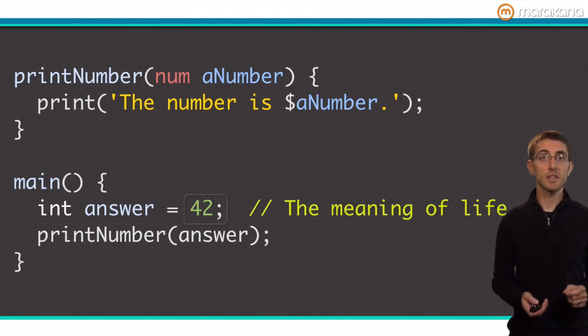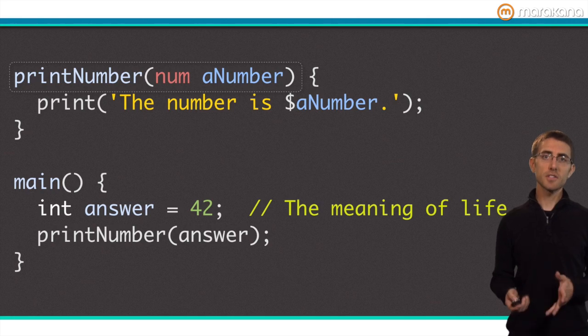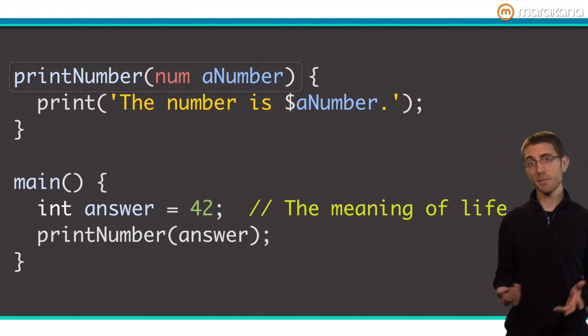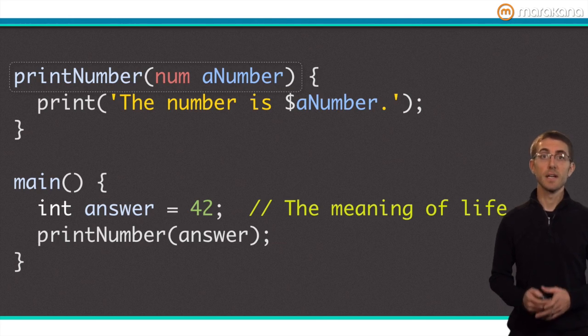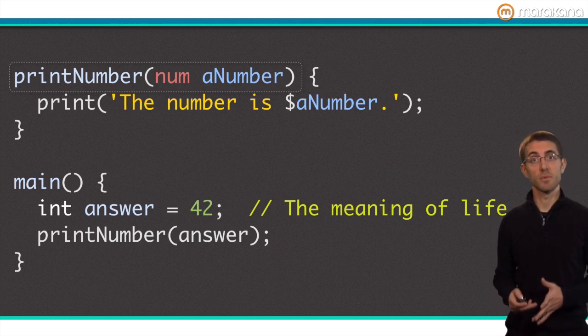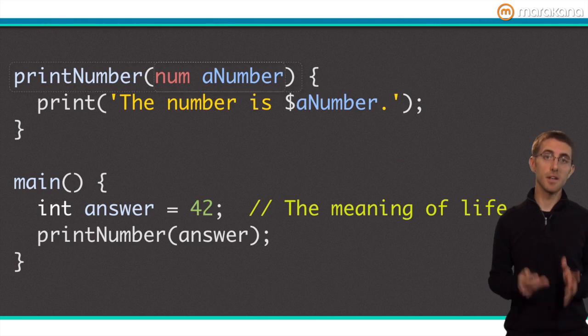Speaking of functions, let's look at the printNumber function. Dart supports top-level functions because, again, sometimes you don't need classes, and it should be easy to start with the most simple thing that works. The printNumber function takes one parameter, which is typed as a num and named aNumber.